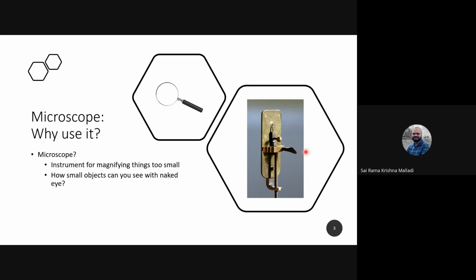So if you look at the microscope of van Leeuwenhoek, it looked like this. There's a small lens here, and you can see here there's a little stage with which you can move a sample sitting on top, up and down, or left and right.